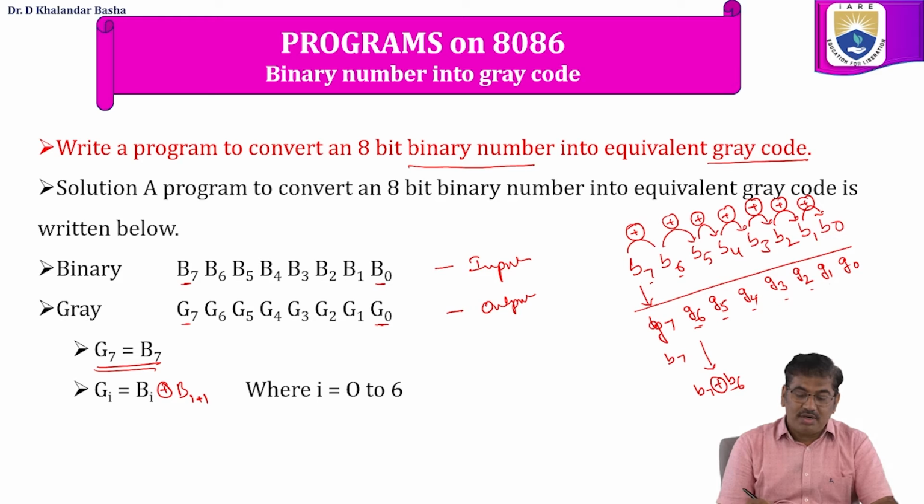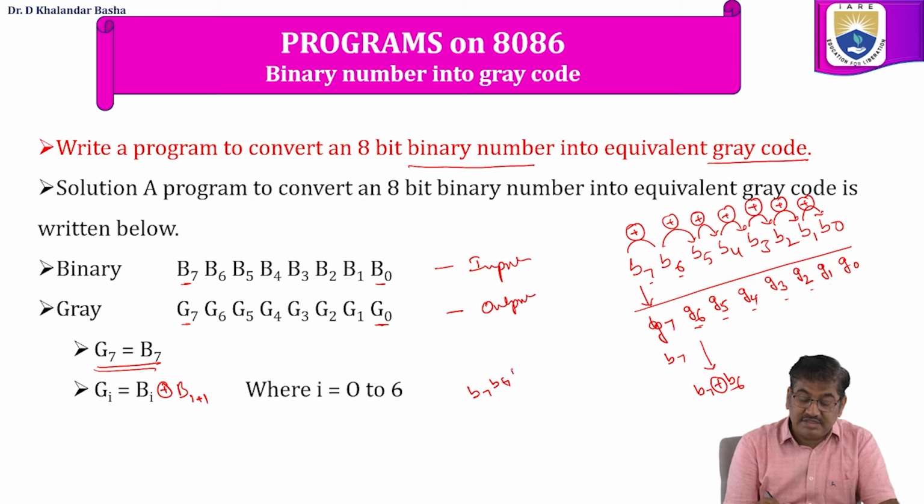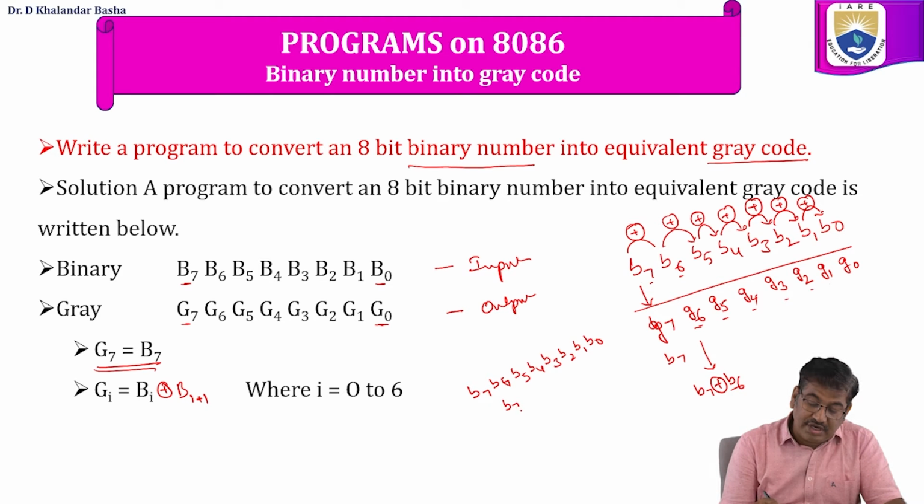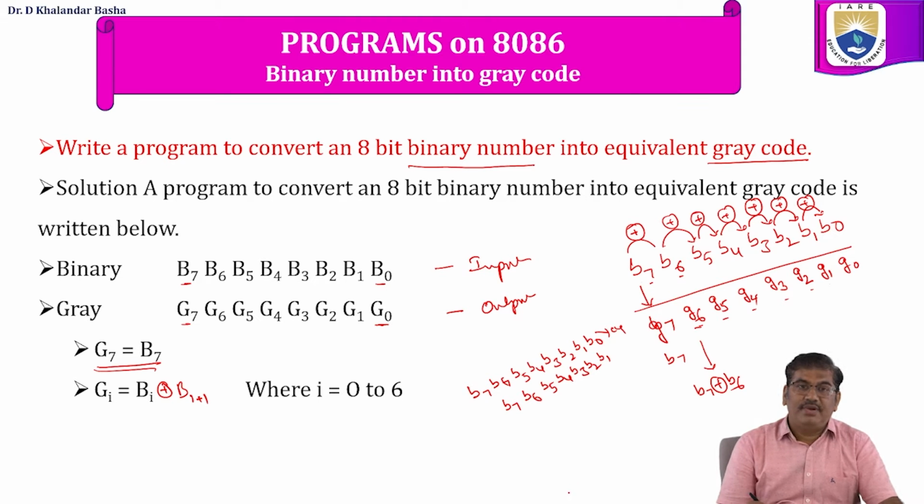In the programming part, we will take the binary number B7, B6, B5, B4, B3, B2, B1, B0. Then we will rotate these contents towards the right side by 1 bit. So here we are going to get B7, B6, B5, B4, B3, B2, B1. This B0 bit will be placed into the carry flag. And before executing this instruction, we are going to clear the carry, so this 0 will be placed.